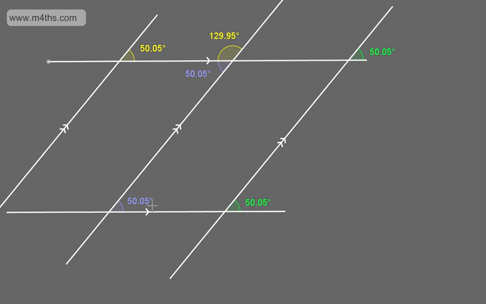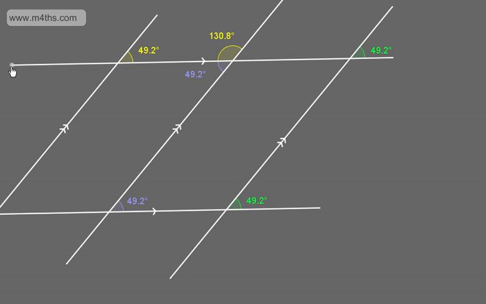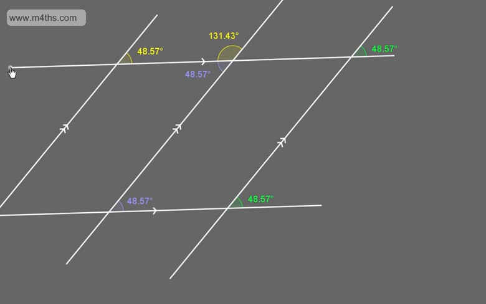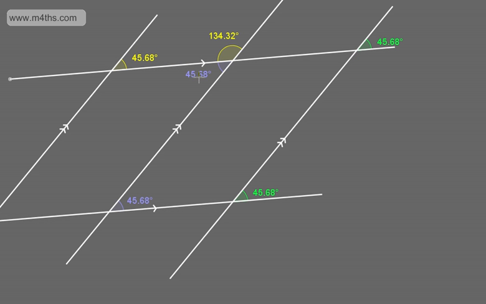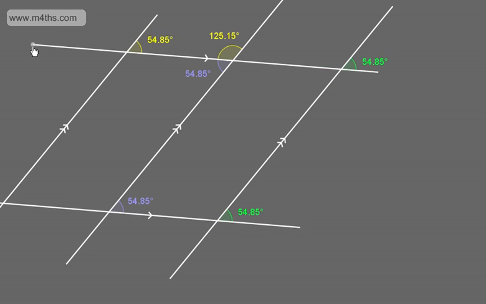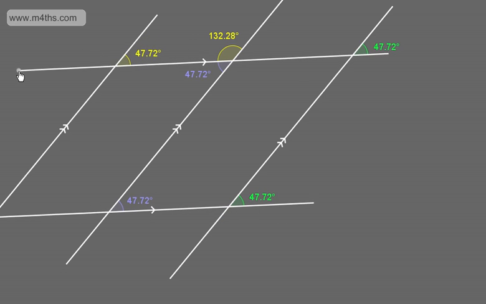If we look at an app that I made, this shows us how this works. We've got these ones here. The blue ones are Z angles or alternate angles. If I move the transversal, we can see that they are always going to be equal. Here are my parallel lines, and I'm just moving that round, and we can see 45.68, 45.68. So wherever they go, they will be the same. These ones here are examples of corresponding angles, or the F angles. Again, we can see that those are always equal.